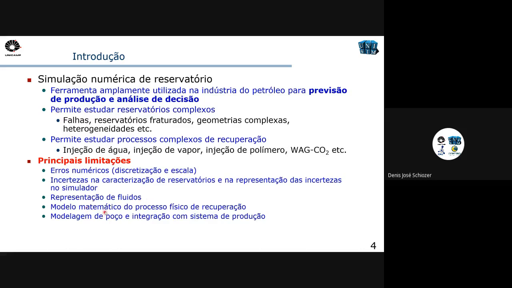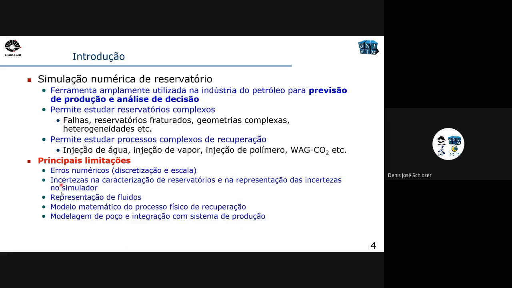And the mathematical equations that represent the physical process are another main limitation that we have. We're going to check that, of course, we can include as much physical behavior as we can in the mathematical equation, but we have some limitation. There are several things that can happen in real life that are not in the equations. So if this happens, we also have an error there. And a fifth category of limitation, which concludes the main limitations that we have in the simulation models, is the way we represent wells and their integration with production facilities.